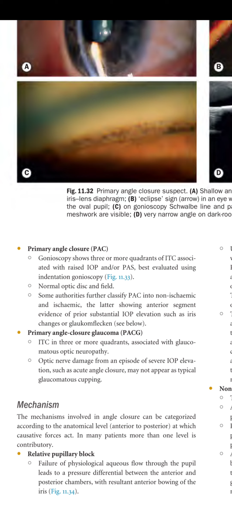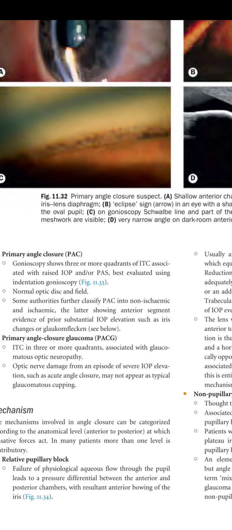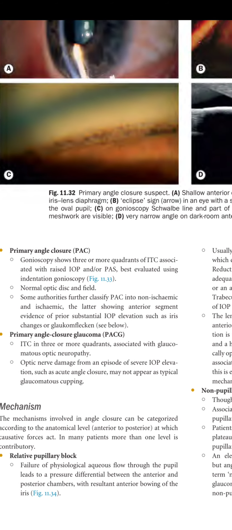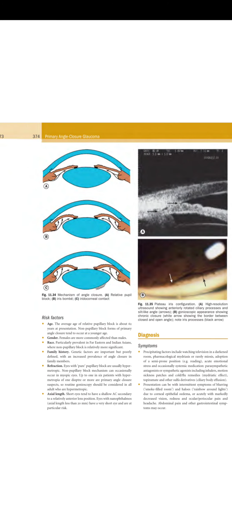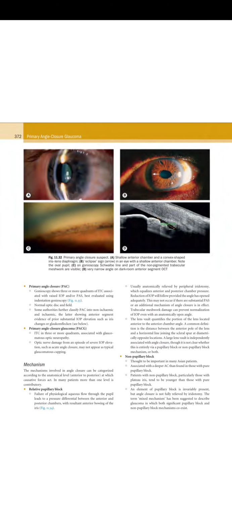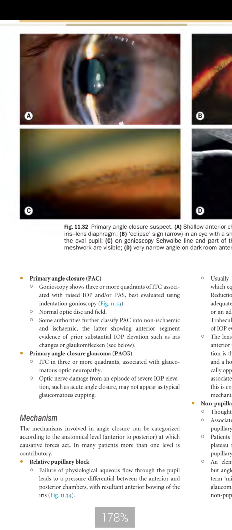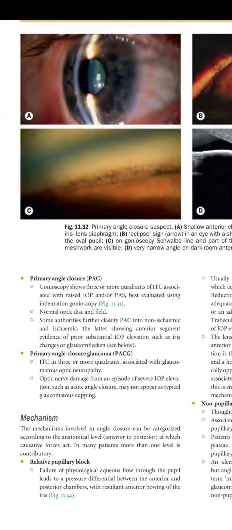So what are the mechanisms of having a glaucoma in an angle closure? The mechanisms involved in angle closure can be characterized according to the anatomical level, anterior to posterior, at which the causative factors act. In many patients, more than one level is contributory. So there is relative pupillary block, non-pupillary block, lens-induced, retrolenticular, combined mechanism, and reduced aqueous outflow. These are all the mechanisms that will be contributory. So what is the relative pupillary block?